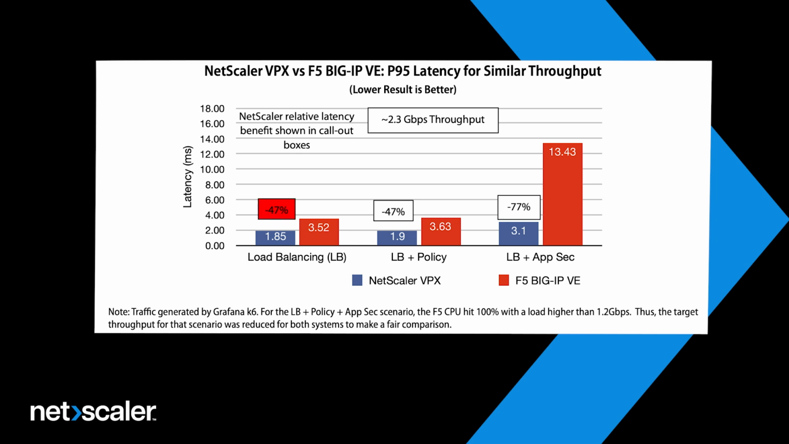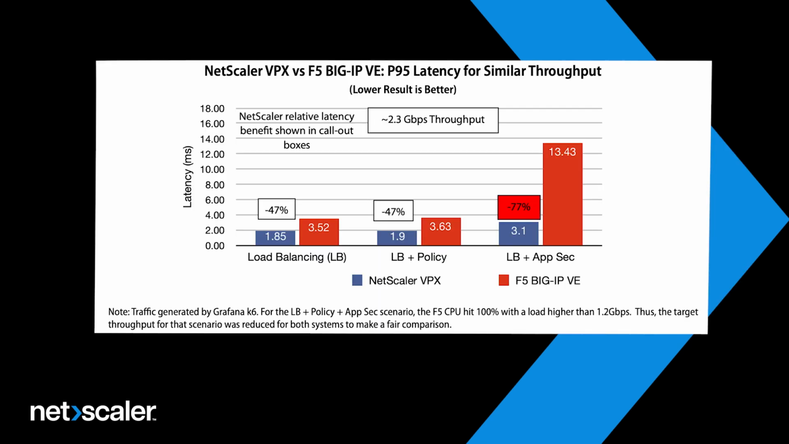In the baseline scenario, and this is just decrypting the traffic and load balancing it, NetScaler added 47% less latency per request. This is every request. Though to be fair, we're talking about low latencies overall, in the single millisecond range, so I'm not too excited about that. But it is similar for the content manipulation and the load balancing. But when we add AppSec inspection, the difference was very marked, with NetScaler adding 77% less latency.